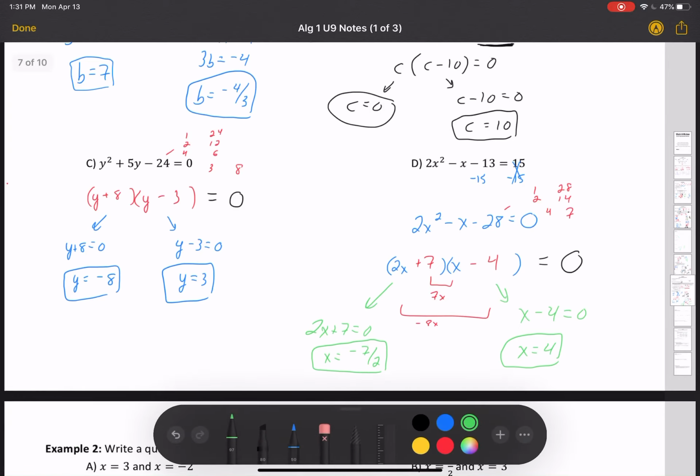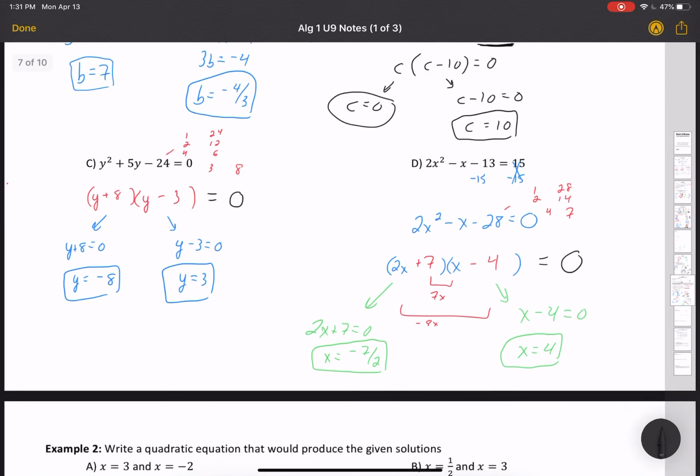There's one additional thing I want to talk about, because there's not a problem in your notes like it, but it might show up on your homework. Let's go back to C. Let's say it's the same exact equation, but it has a GCF of 2. So we have 2y squared plus 10y minus 48 equals 0. What do we do to get rid of the GCF? Well, we factor like normal. So we have 2 times y squared plus 5y minus 24 equals 0. But how do I get rid of that 2?